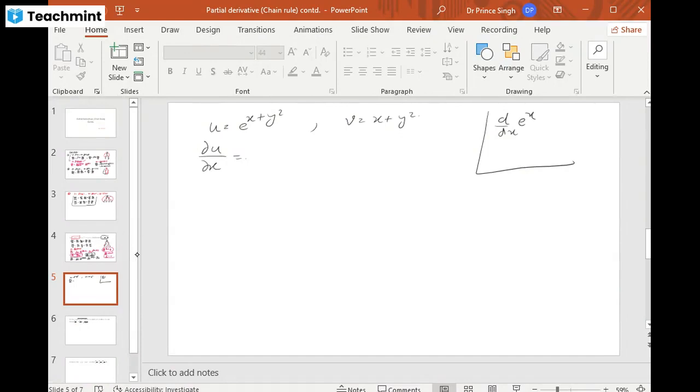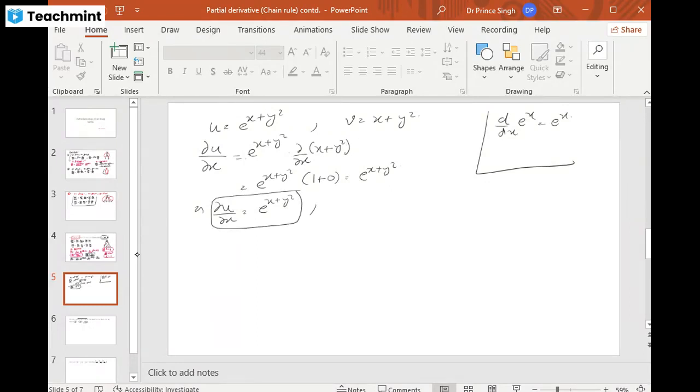So what is the derivative of e^x? It is e^x only. So the derivative of e^(x+y²) is e^(x+y²) into ∂/∂x of (x+y²). When we differentiate with respect to x, then y is treated as a constant. So its derivative is e^(x+y²) into (1+0). So it is e^(x+y²). This is the value of ∂u/∂x, e^(x+y²).